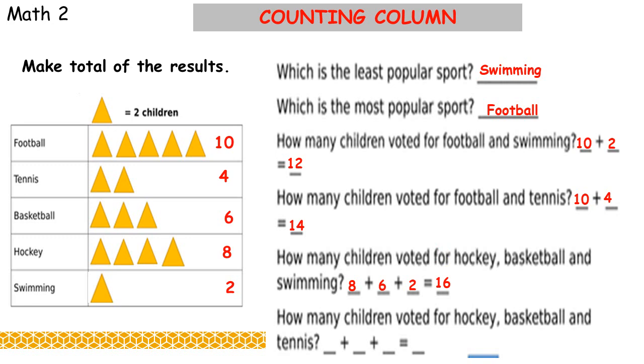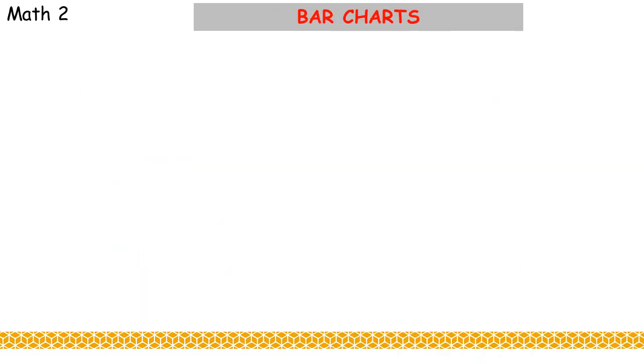How many children voted for hockey, basketball, and tennis? 8 voted for hockey, 6 voted for basketball, and 4 voted for tennis. If we put it together, it will give us 18.